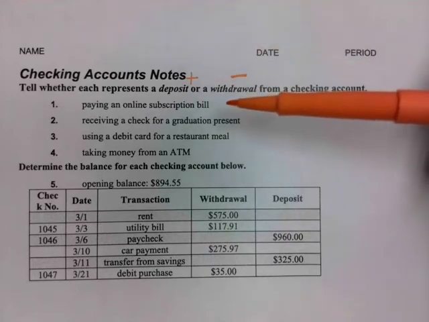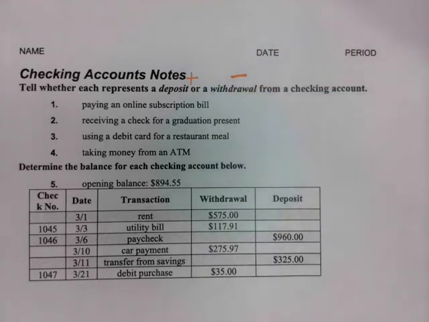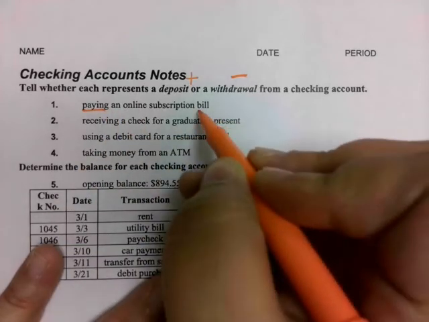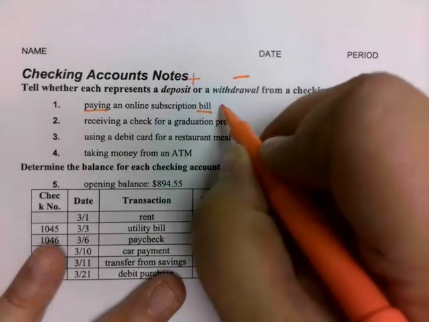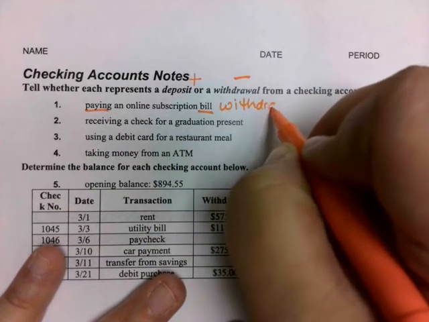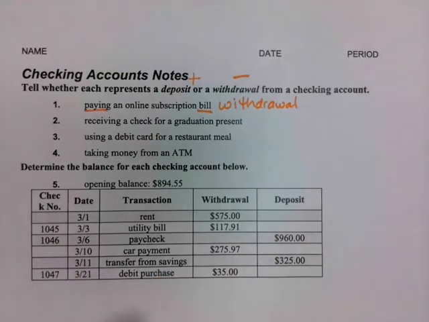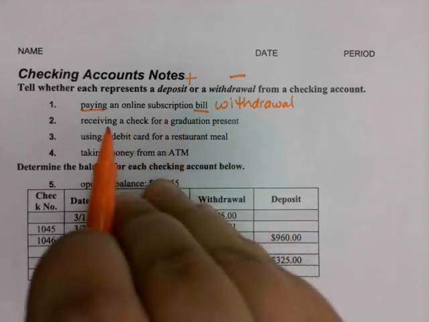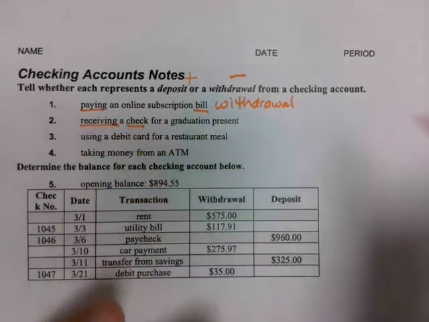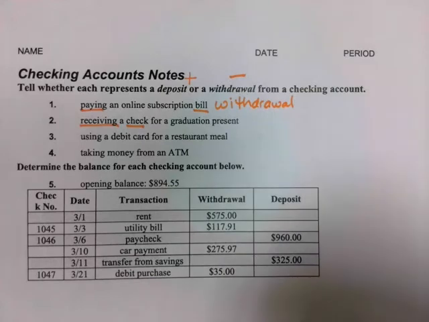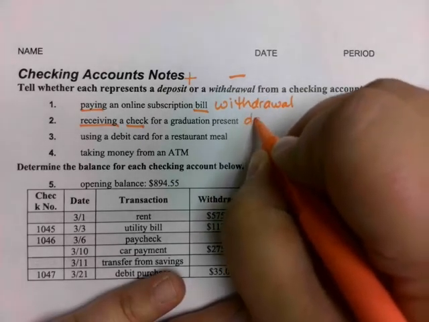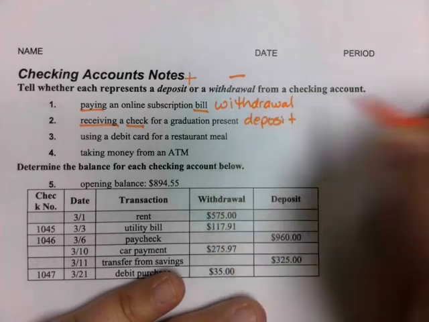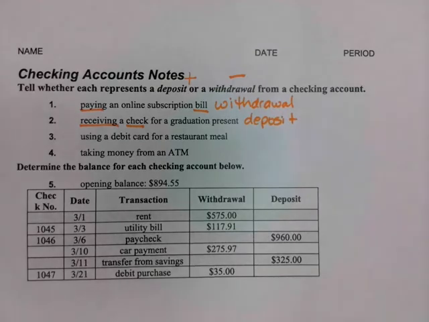So number 1 says paying an online subscription bill. Because you are paying a bill, that is a withdrawal, because you're taking money out. Receiving a check for a graduation present. So when you receive a check, it's different from writing a check. When you receive or get a check, that is a deposit. So if it said you wrote a check for a graduation present, that means you were giving it to somebody, so it'd be withdrawal.